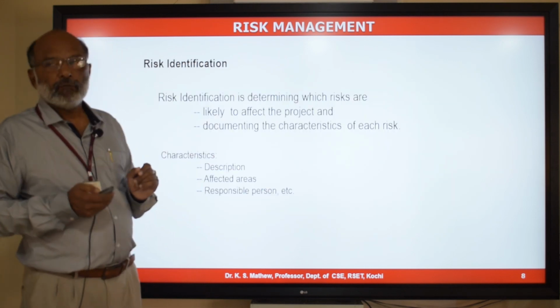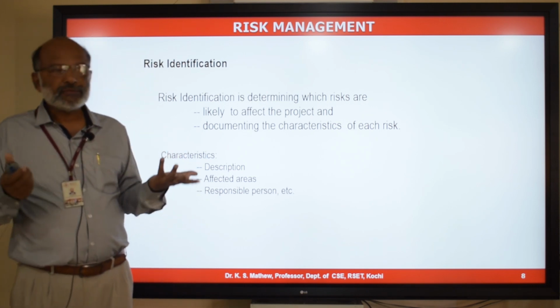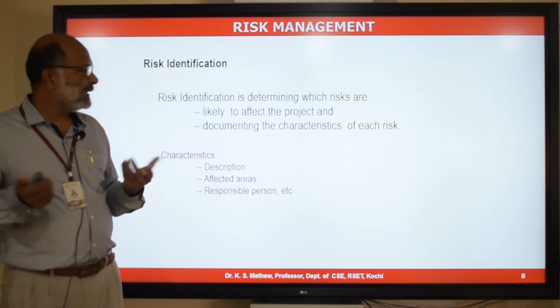Now let us look at the six processes in detail, and see what are the tools and techniques for those processes. The first process is risk identification.